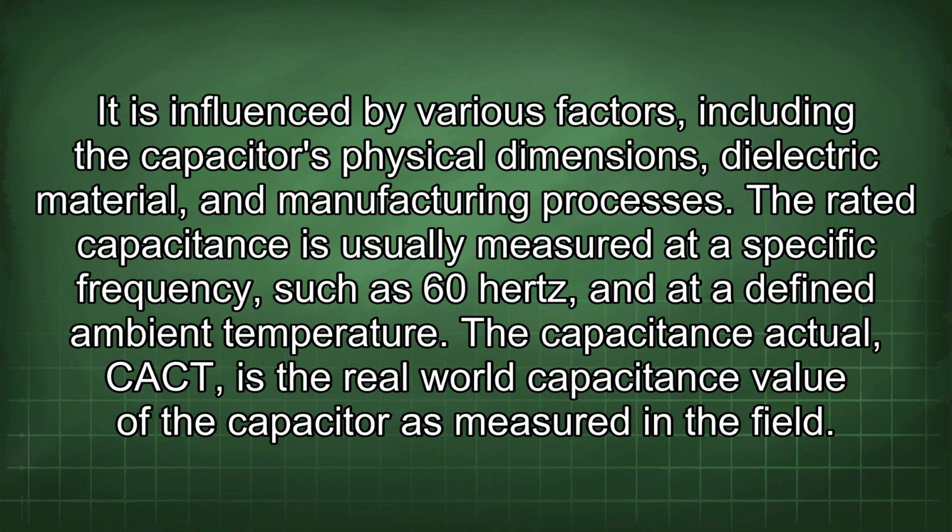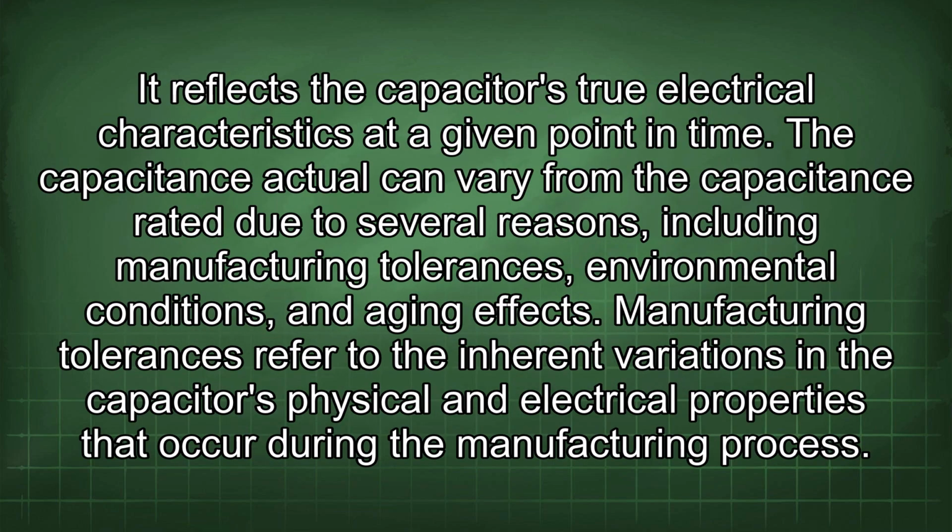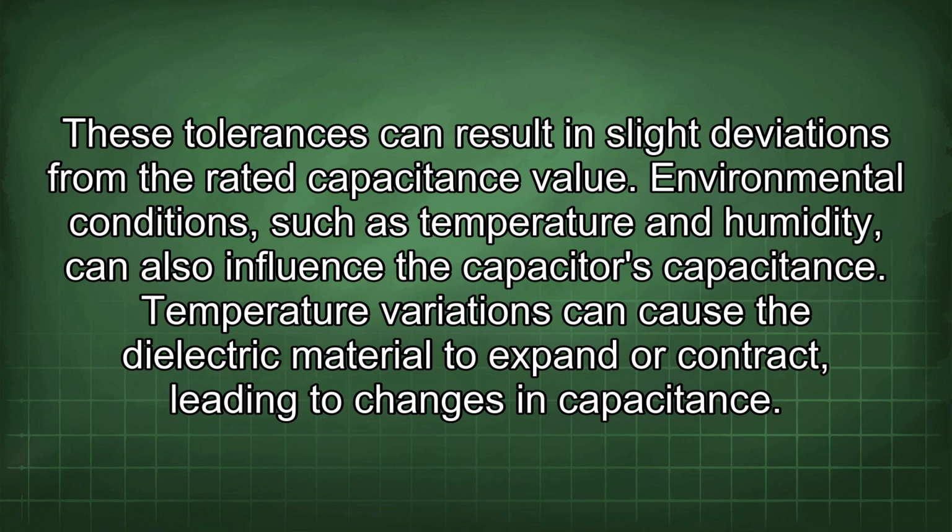The capacitance actual, CACT, is the real-world capacitance value of the capacitor as measured in the field. It reflects the capacitor's true electrical characteristics at a given point in time. The capacitance actual can vary from the capacitance rated due to several reasons, including manufacturing tolerances, environmental conditions, and aging effects. Manufacturing tolerances refer to the inherent variations in the capacitor's physical and electrical properties that occur during the manufacturing process. These tolerances can result in slight deviations from the rated capacitance value.